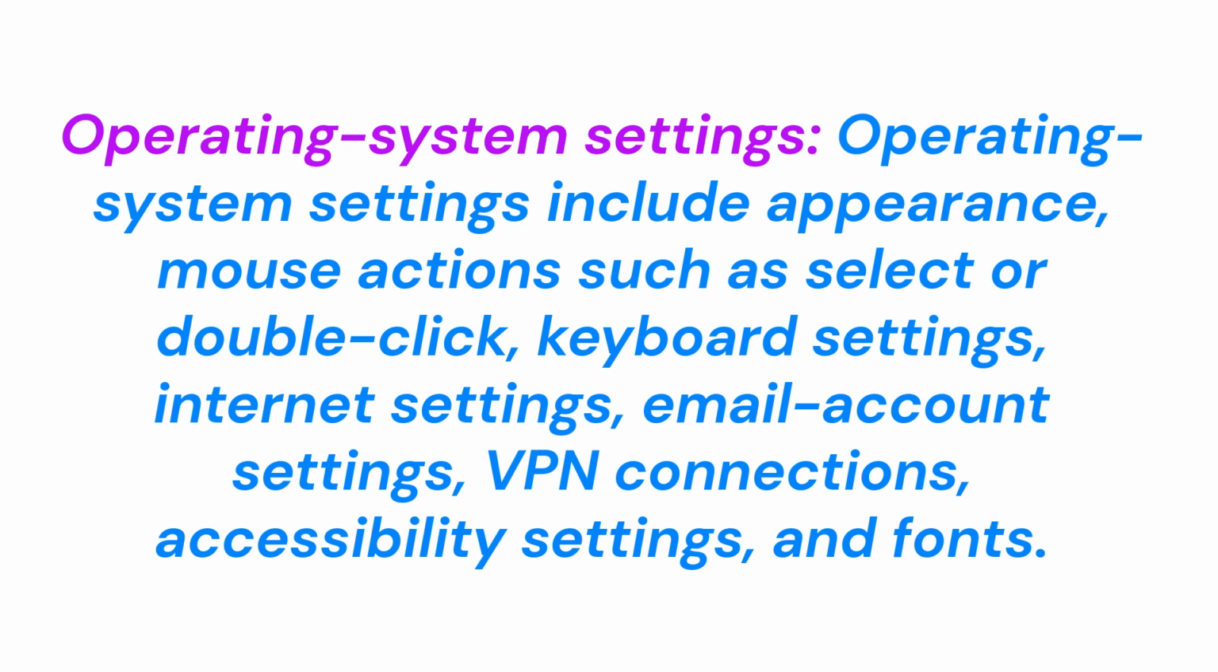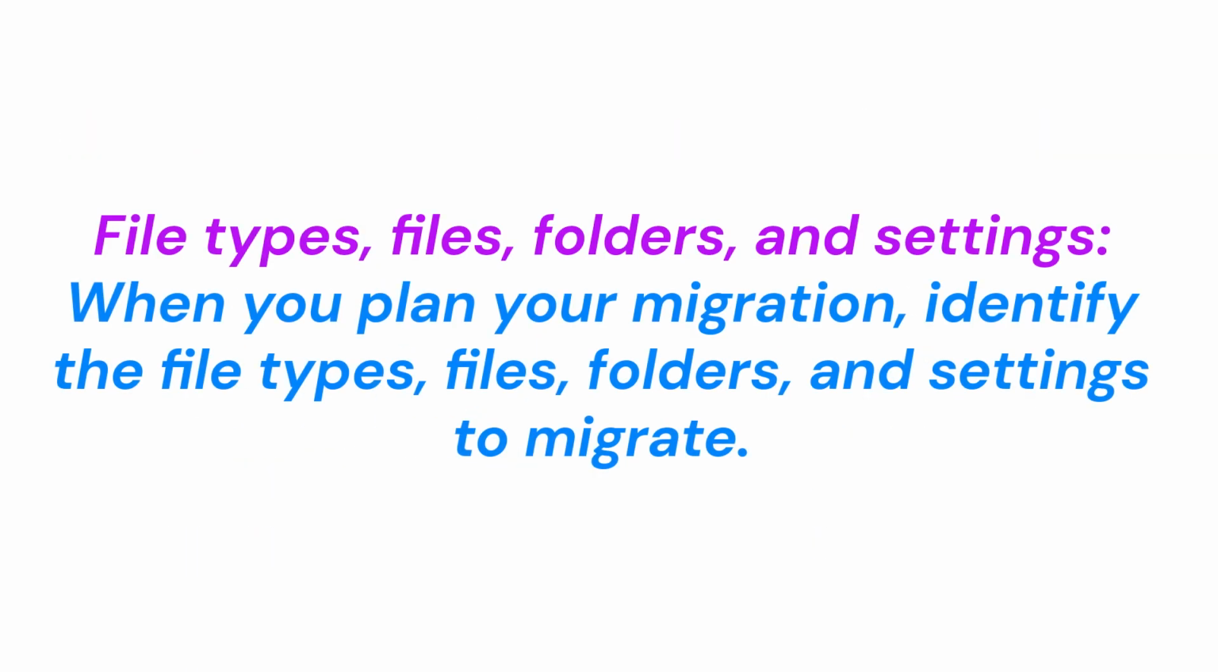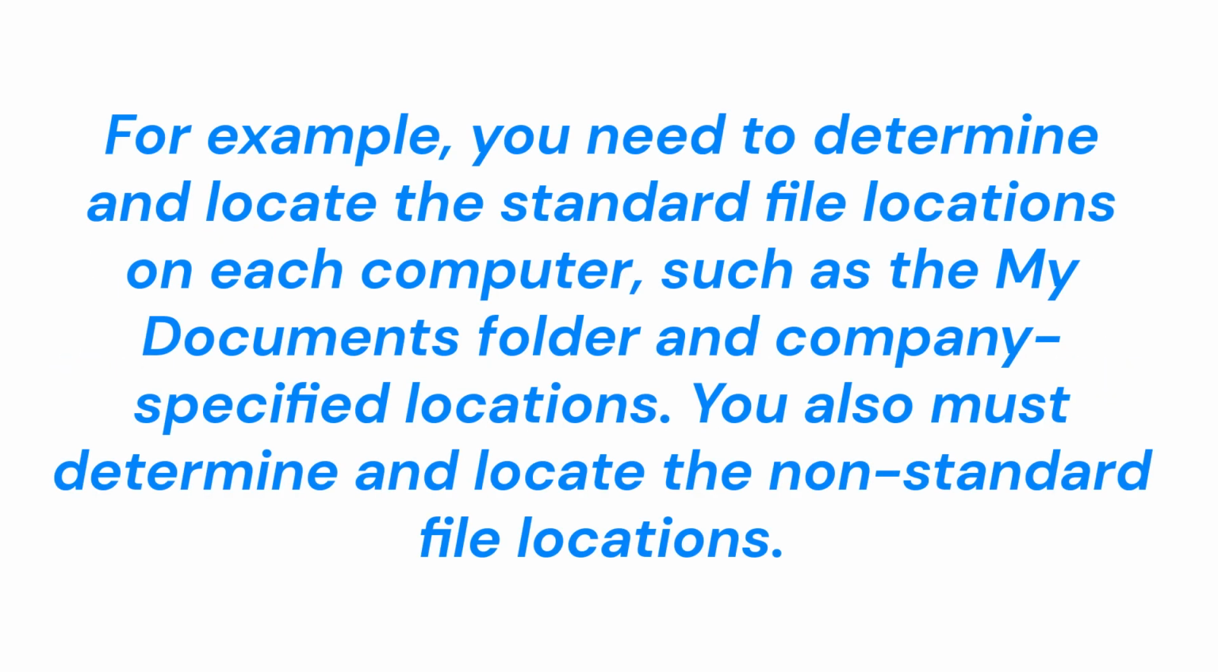You can gain this information when testing the new applications for compatibility with the new operating system. Operating system settings. Operating system settings include appearance, mouse actions such as select or double-click, keyboard settings, internet settings, email account settings, VPN connections, accessibility settings, and fonts. File types, files, folders, and settings. When you plan your migration, identify the file types, files, folders, and settings to migrate. For example, you need to determine and locate the standard file locations on each computer, such as the My Documents folder and company-specified locations. You also must determine and locate the non-standard file locations.